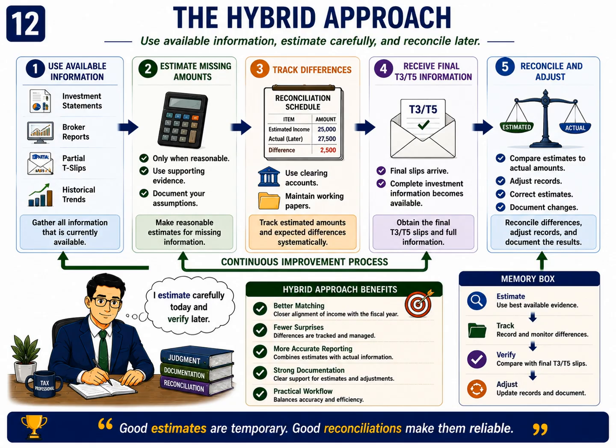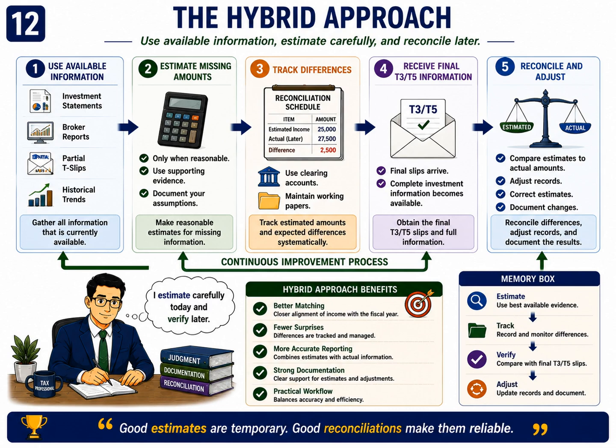The process begins with gathering all available information. At year-end, the accountant collects everything that is currently available. This may include investment statements, broker reports, partial T-slips, transaction summaries, prior year information, and historical trends. The objective is simple. Start with the best evidence currently available.